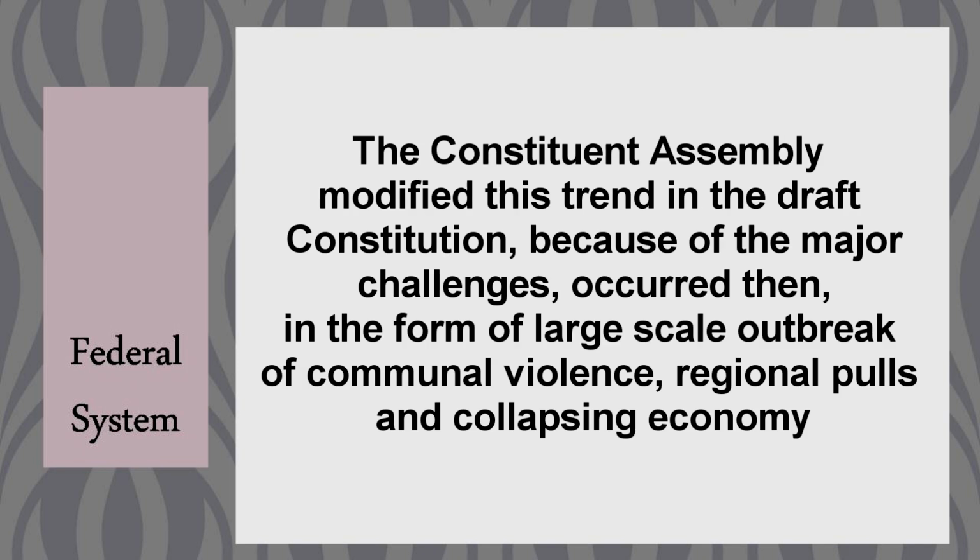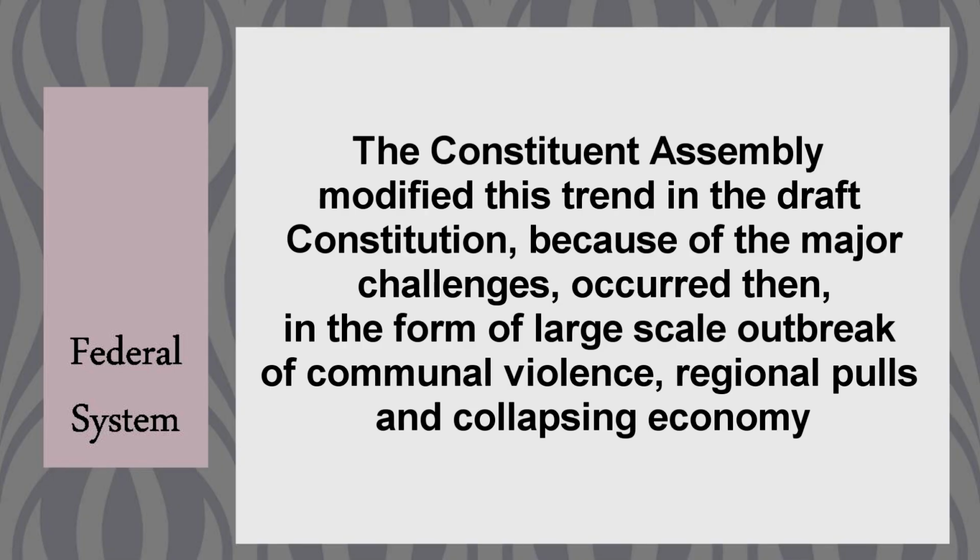But the Constituent Assembly modified this trend in the draft constitution because there was a major challenge that occurred. You know, when India got independence, we were not one nation integrated by one government. We were different small provinces and these provinces had to be integrated into one nation. So if you would leave powers with the provinces or the states more than with the center, then there were a lot of communal issues. So when we faced this, then our Constituent Assembly modified the system and gave major powers to the center.